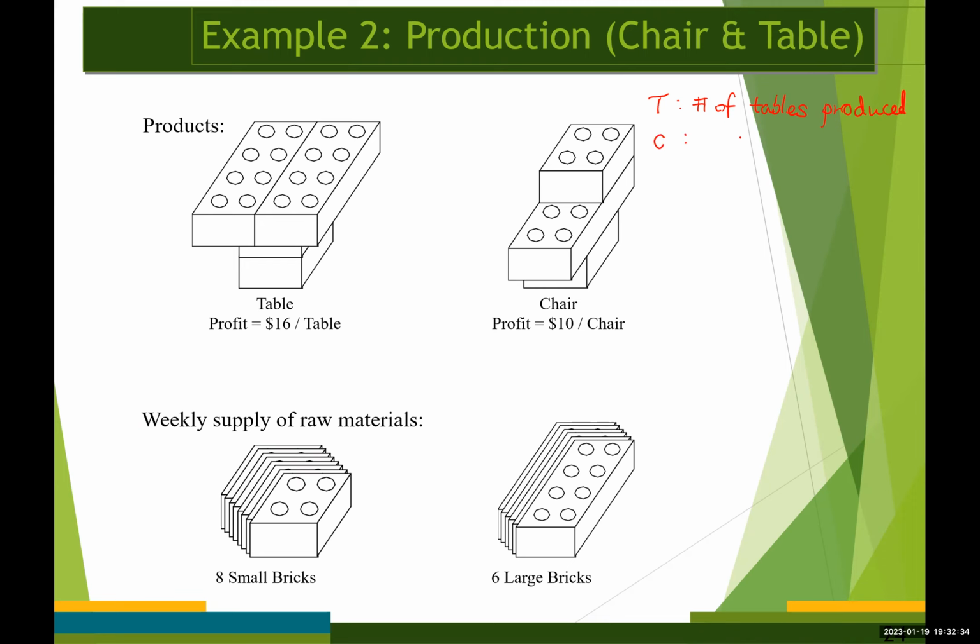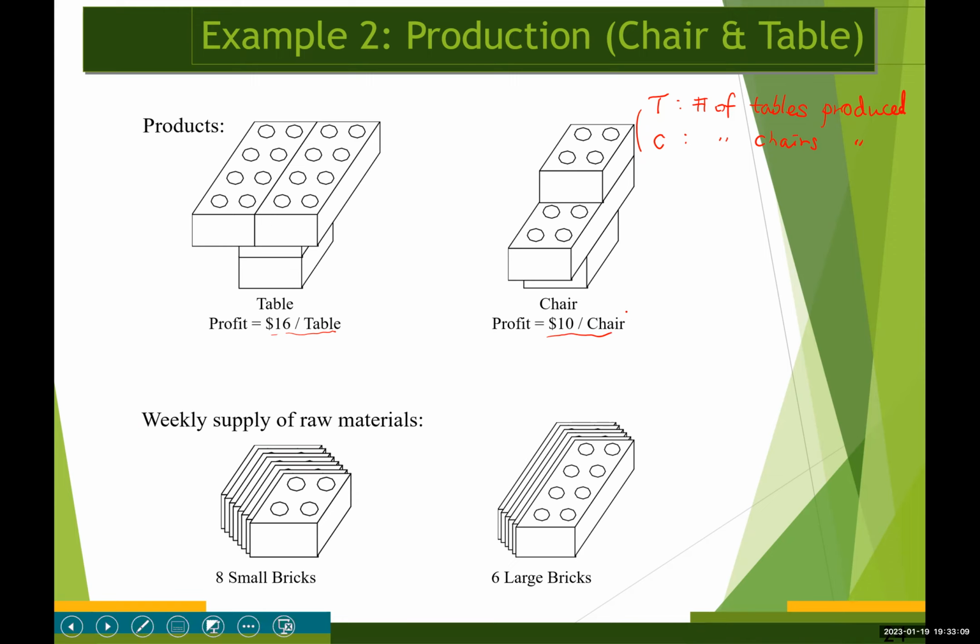And C stands for the number of chairs produced, okay? So we define these 2 decision variables. And of course, we'd like to make tables and chairs to maximize profit. And here, the profits are expected $16 per each table and $10 for each chair, right?